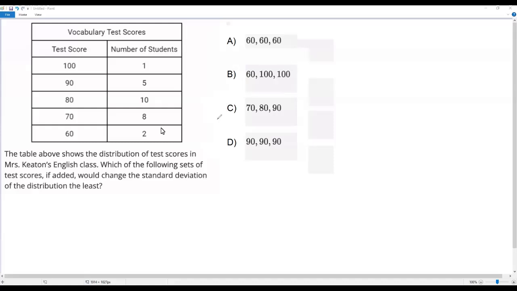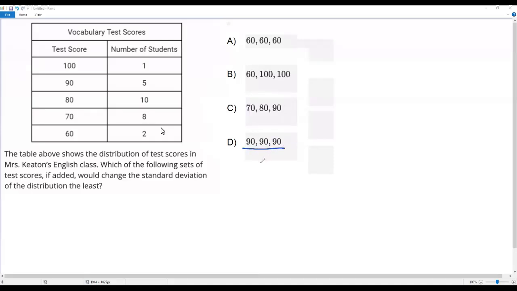Okay, now let's consider the set of test scores in option C: 70, 80, 90. When you consider 70, 70 is close to 80, and 80 equals the mean 80, and 90 is also close, even though 90 is greater than the mean 80, it's close to 80. I think adding the set of these 3 scores into the data will decrease the standard deviation. Anyways, let's go over option D also.